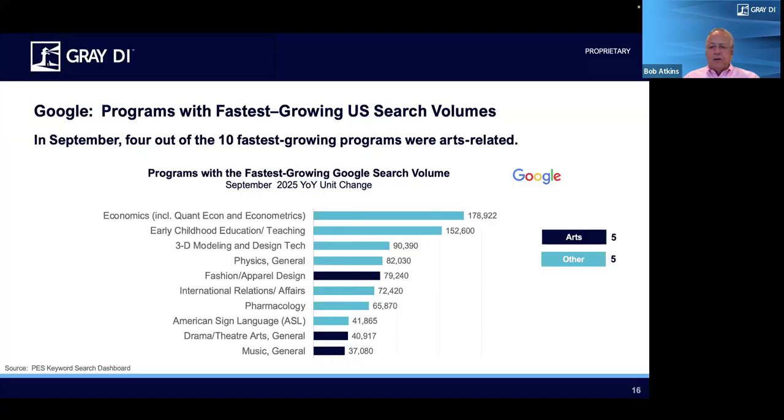The search volume there is up almost 200,000 searches a month. Early childhood education and teaching also grew rapidly, up about 150,000 searches a month. 3D modeling and design tech, physics, both up in the 80,000 to 90,000 searches range. Then we have fashion, apparel, and design, and a couple of other arts programs. Fashion is about 80,000. Then we have drama, theater arts, general, and music at about 40,000. Then we have some smaller growth levels, international relations, pharmacology, and American Sign Language, between 40 and 70,000.